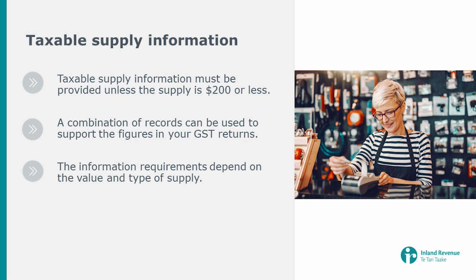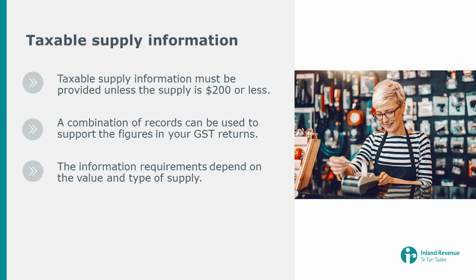When you sell goods and services, you'll need to provide taxable supply information to your customers, unless the supply is $200 or less. When you buy goods and services, you'll need to get taxable supply information from sellers, unless the supply is $200 or less. For these low-value transactions, buyers and sellers must keep their own taxable supply information.